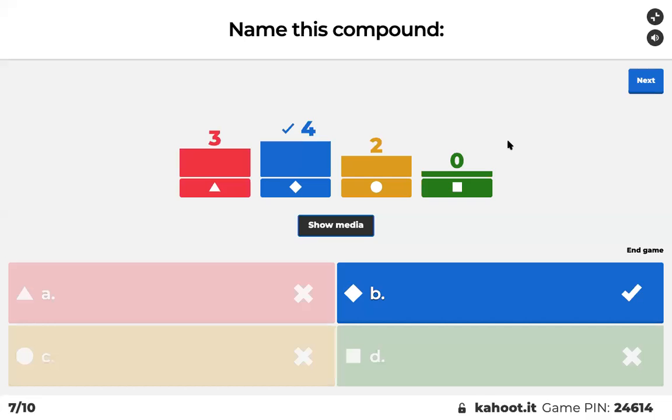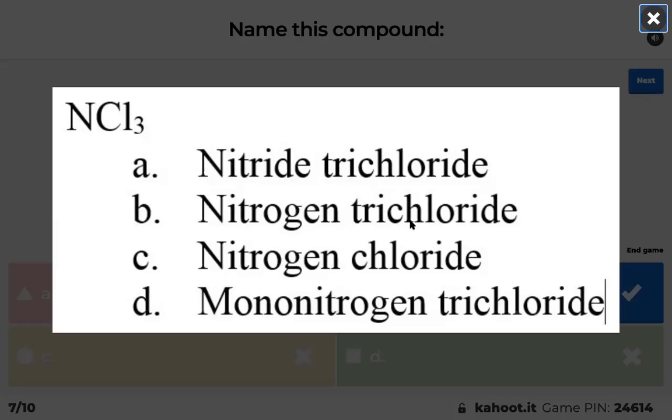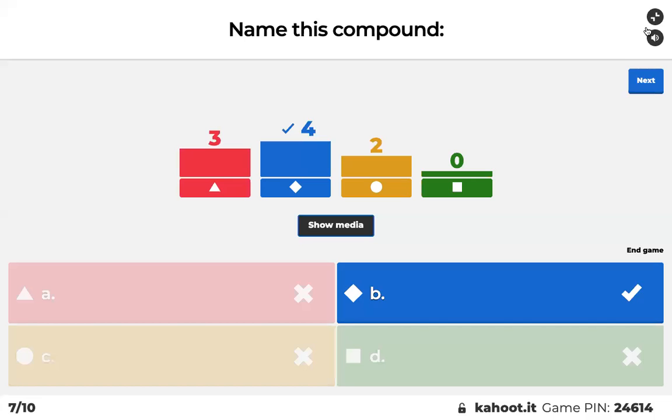And then between B and C, you have to have a prefix because you have a number 3 here. The second element always has to have a prefix. Even if it was just 1, we would have to say monochloride, okay? But there's a 3 here, so we need to use the correct prefix for 3, which is tri, and that makes B the correct answer because it's nitrogen, and then trichloride because of the 3 on the Cl.